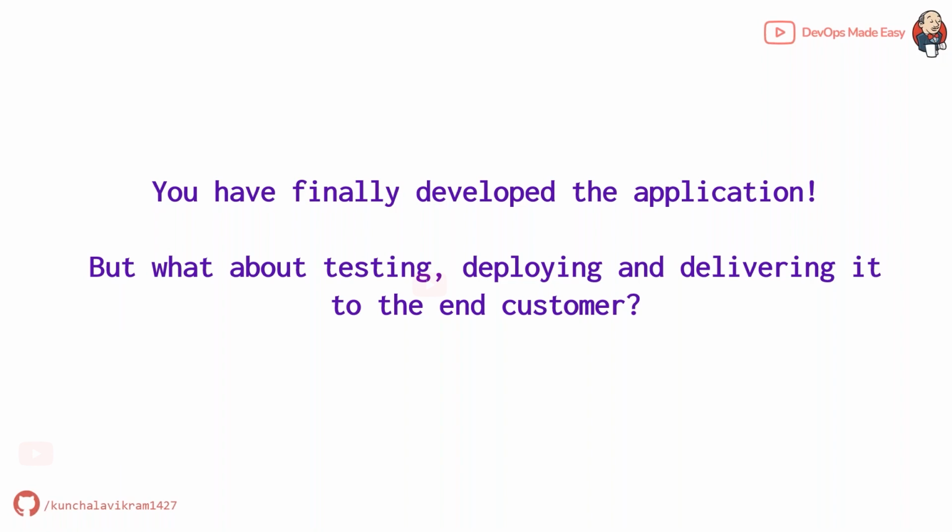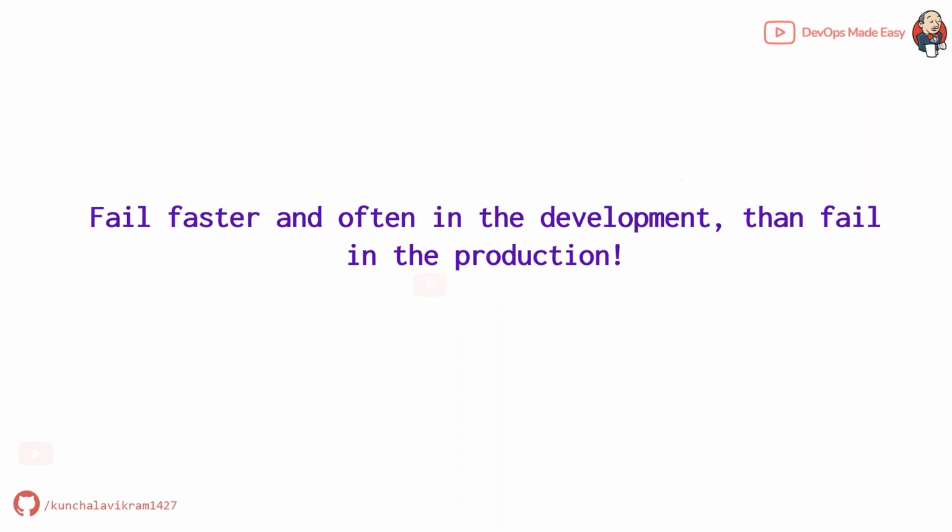Now let's say that you have finally developed your application. But what about the testing, and deploying or delivering it to the end customer? Even this process has to be automated, right? The process is not only till the development of the application. It has to move forward even with the testing, with delivering to the customer, or deploying it to the various environments like dev, prod, pre-prod, whatever names we use in the organizations. So this whole process has to be automated. And one more thing is, it is always better to fail faster and often.